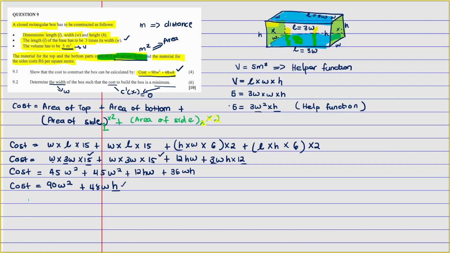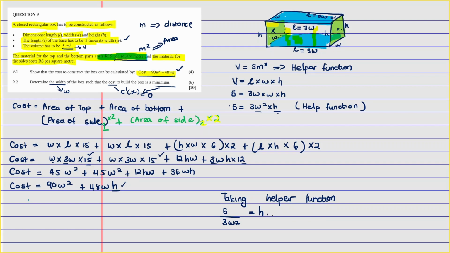So I'm going to make H the subject of the formula, then H is going to be in terms of a number and W. So taking the helper function, because we already simplified it, this is what we're going to do: make H the subject. How are we going to do that? We're going to divide both sides by 3W squared. So this is going to be 5 divided by 3W squared is equal to H. Are you okay with that?